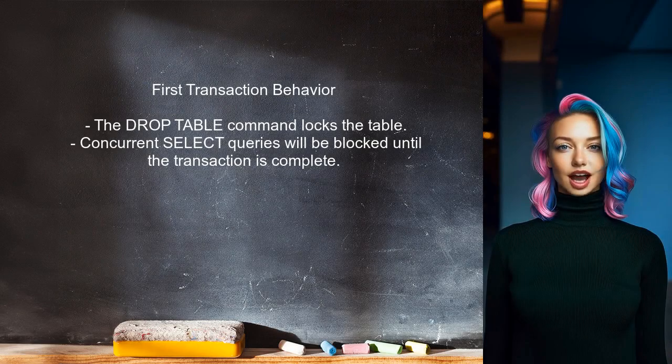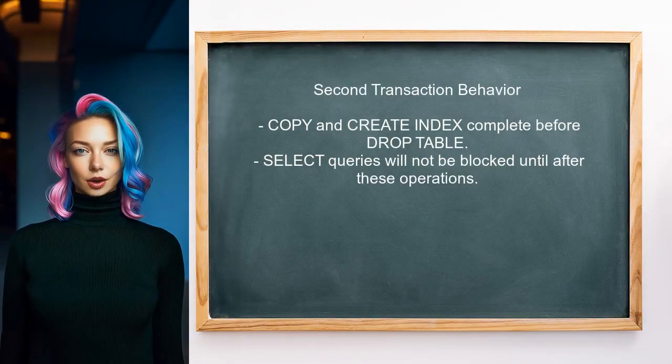First, let's discuss the behavior of the first transaction. The user is correct that when the drop table command is executed, it will lock the table. This means that any concurrent select queries will be blocked until the transaction is complete. Now, regarding the second transaction, the user is also correct. In this case, the drop table command is executed after the copy and create index commands. Therefore, select queries will not be blocked until those operations finish.